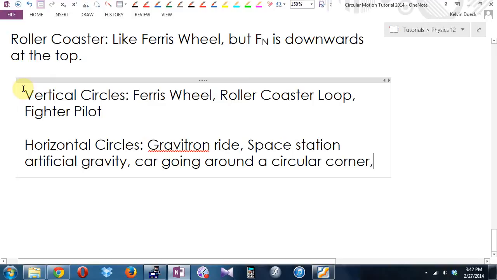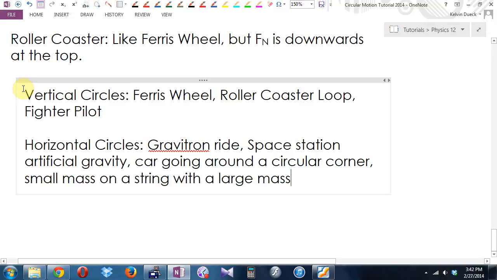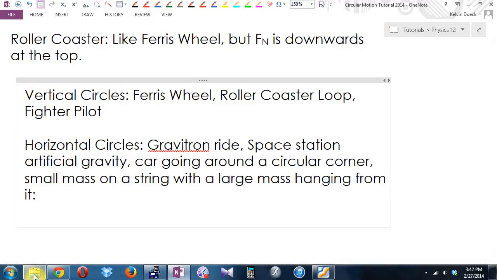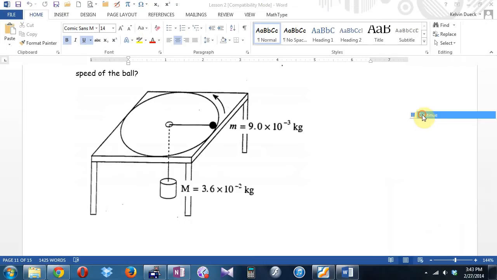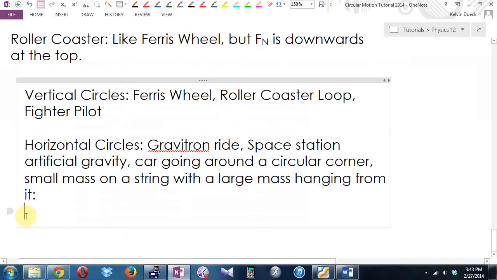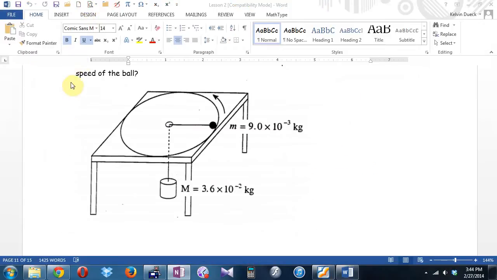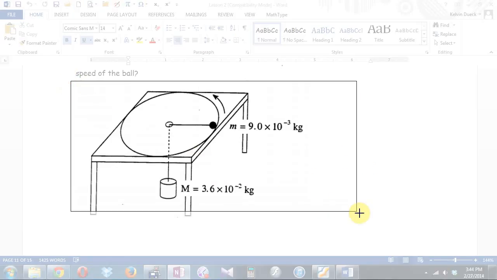And then there is the weird one. Small mass on a string with a large mass hanging from it. Like this. I've got to go hunting for it. Bear with me. In fact, I'm even going to pause the video because it's going to take me a couple of minutes. So something like this picture here.